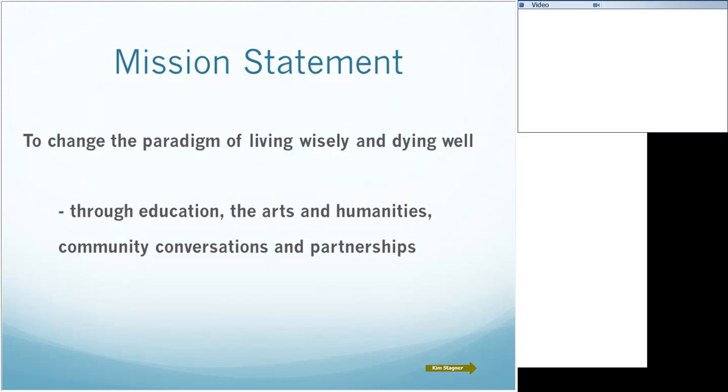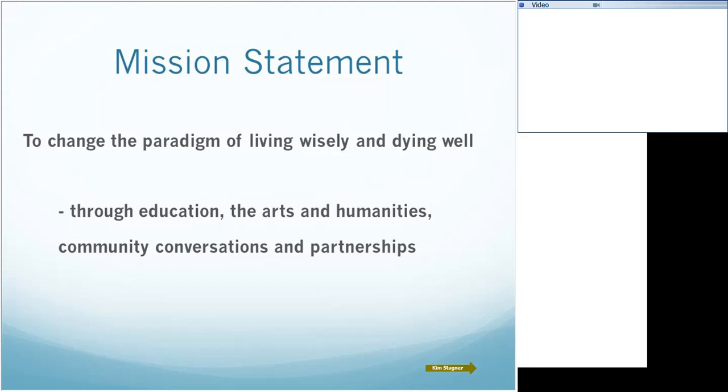It's a large community, over 89,000 people, very strong city services, people who are engaged, active, educated, and wanting to make a difference in the life of people across the lifespan, not only the elderly. Obviously, we have a larger elder population that we also try to serve. Our mission statement is to change the paradigm of living wisely and dying well through education, the arts and humanities, community conversations, and partnerships.